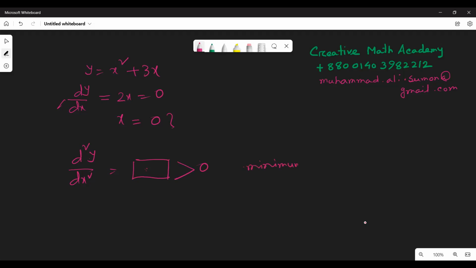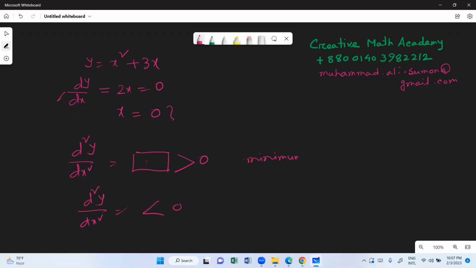But if after putting the x value, the d square y by dx square value is negative, then the stationary point will be a maximum. Like this is our maths, y equals x square plus 3x. If we differentiate, we get 2x plus 3. After that, we write dy by dx equals 0. So 2x equals minus 3, x equals minus 3 by 2.